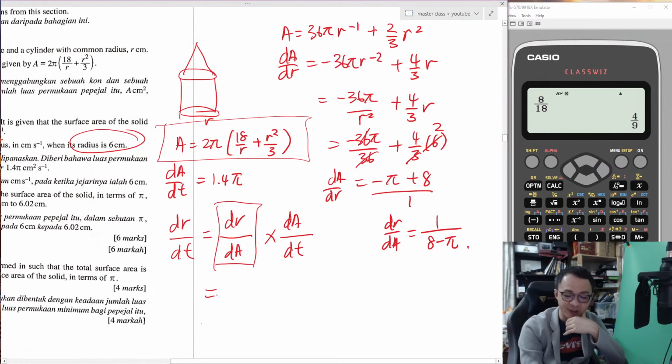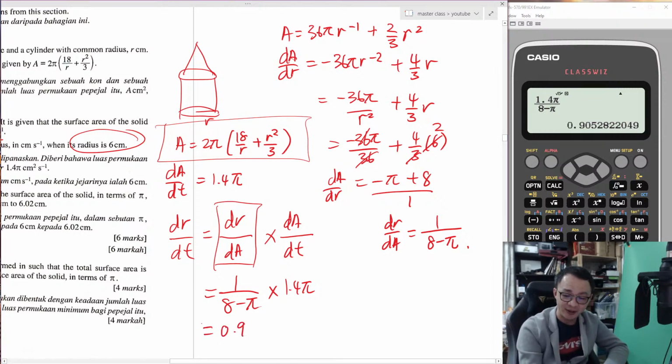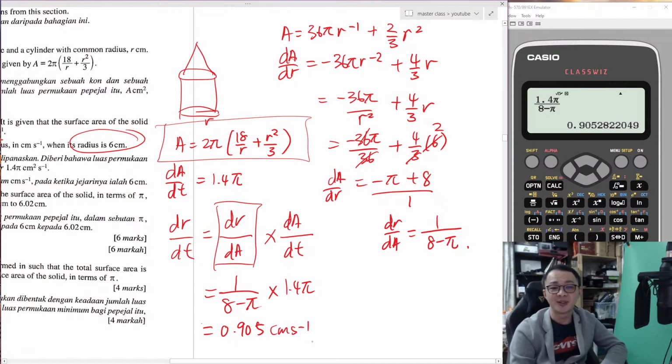Alright, so I will just insert 1 over 8 minus pi multiplied by 1.4 pi. Alright, remember you cannot cancel like this because there's a minus in the middle. So yeah, I would just recommend you to type everything into the calculator. So pi over 8 minus pi, this one is 0.905. Since this is radius per second, I will assume centimeter per second.